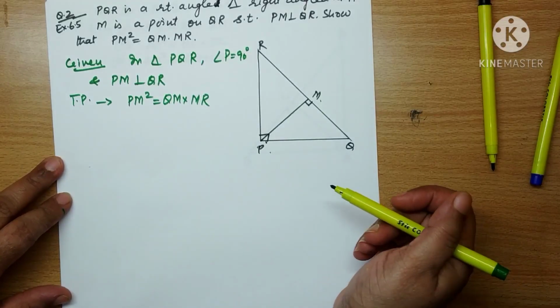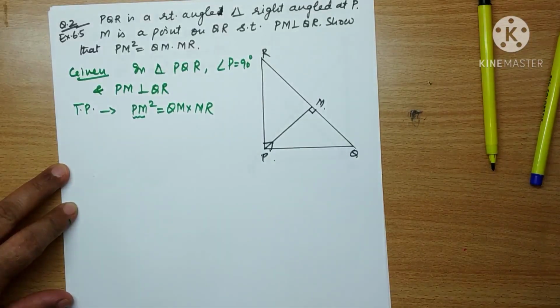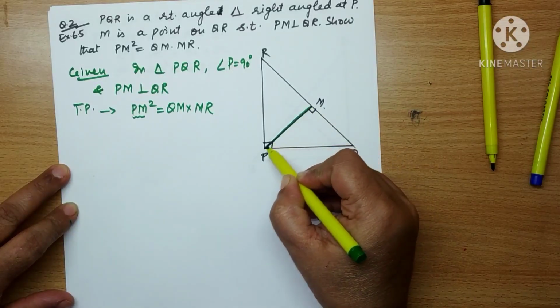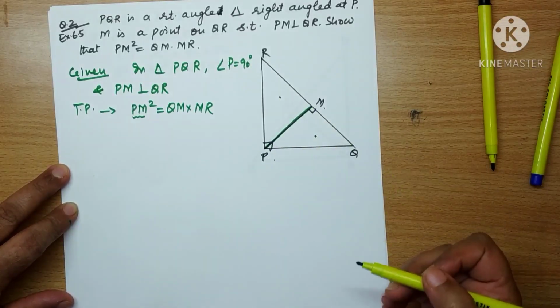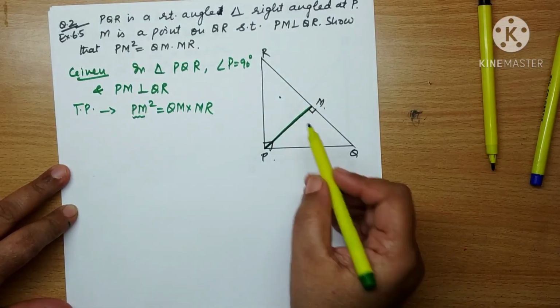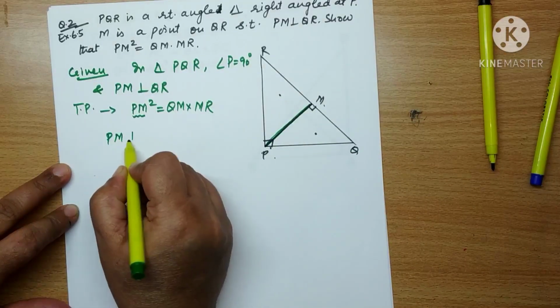So I need to prove two triangles similar. Which two triangles will we prove similar? The ones of which PM is the common wall. PM is this side. Now PM is a common wall of these two triangles, so I'll have to prove these two triangles similar. Now observe these two triangles. What is given? PM is perpendicular to QR.